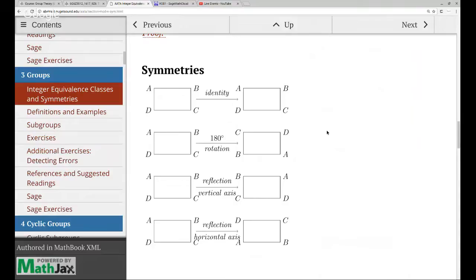Now, the claim is that this forms a group. So let's assess that claim, confirm it, hopefully, and we'll also have a look at what's called the Cayley table of the group. So this is just a little bit more on the group of symmetries of a rectangle.